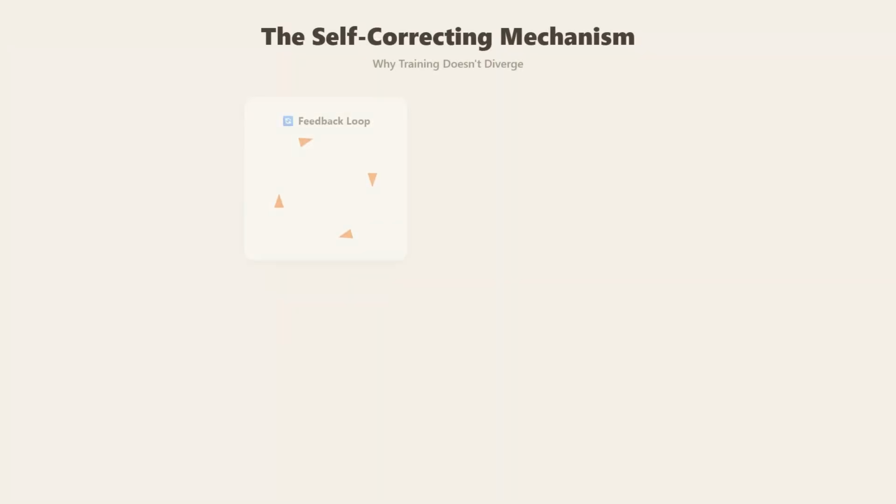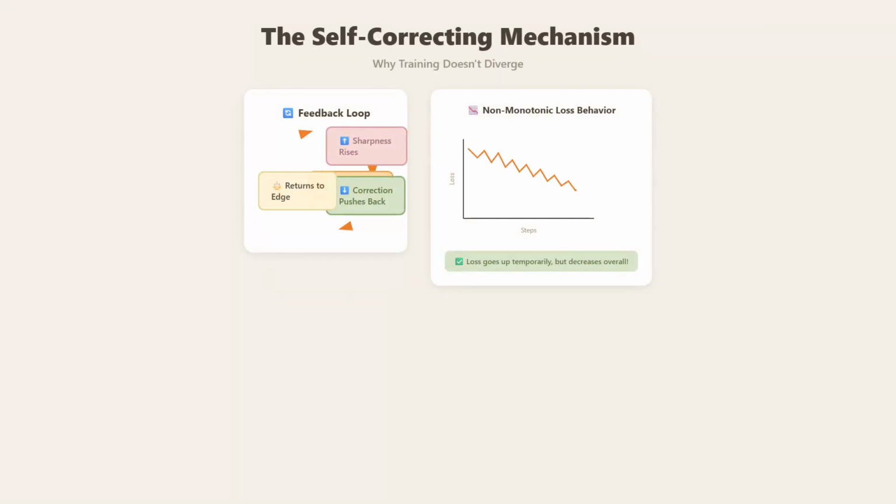So why doesn't training diverge when operating at the edge of stability? The answer lies in a self-correcting feedback mechanism. Here's how it works. When sharpness rises above the 2/eta threshold, the training dynamics become unstable. But this instability doesn't cause catastrophic divergence. Instead, it causes the optimizer to temporarily overshoot and move away from the sharp region. This overshooting effectively pushes the sharpness back down. When sharpness falls below the threshold, training becomes stable again and can continue making progress.